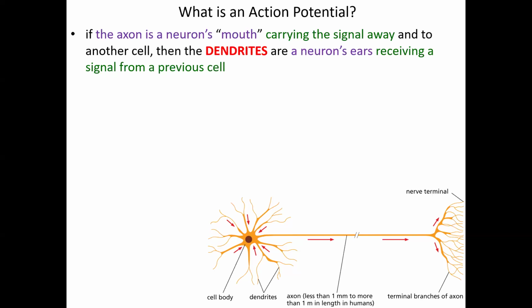The other part of a neuron are the dendrites. If the axon is a neuron's mouth, then the dendrite is the neuron's ears. The dendrite is how a neuron receives information from a previous cell.